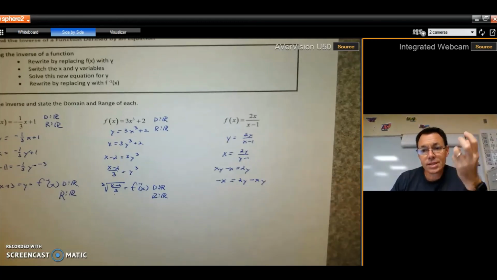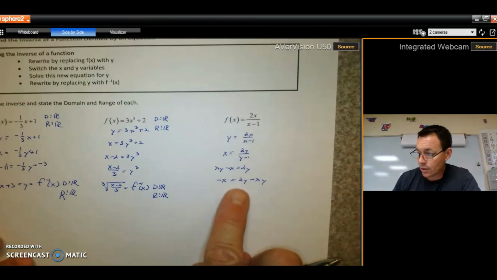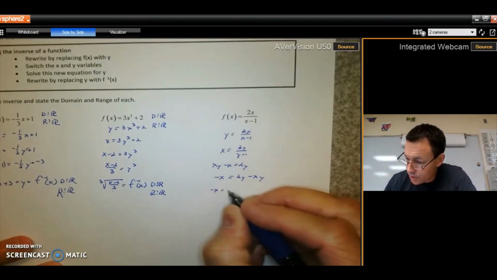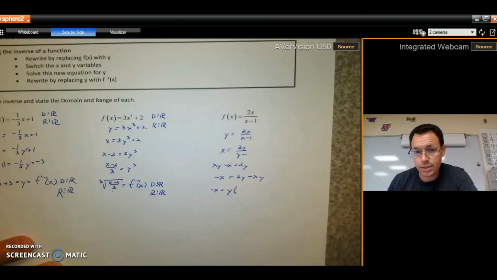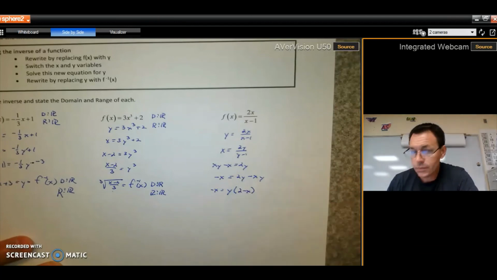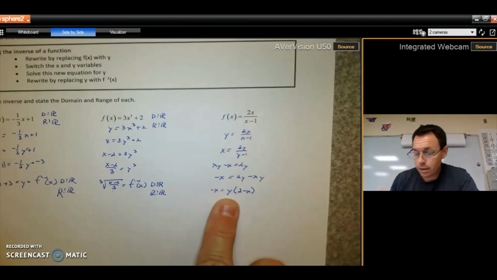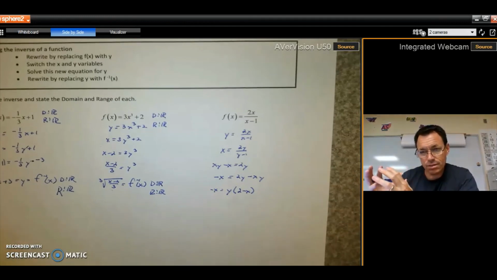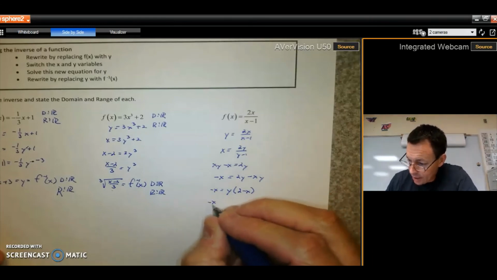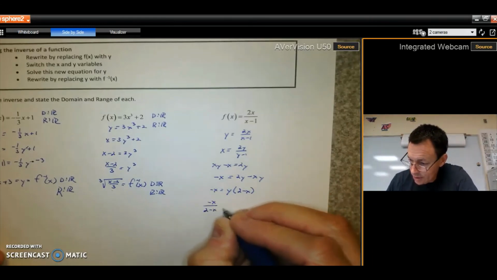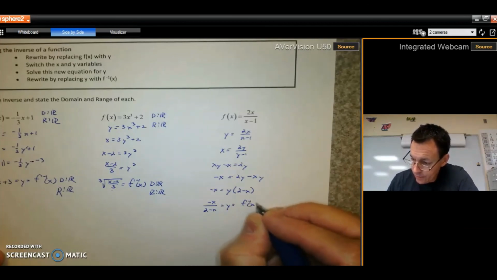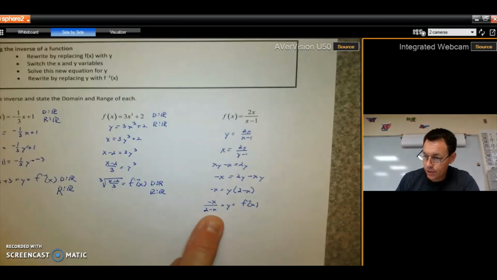And the reason you get the y's together is because now both of these terms have a common y that you can factor out. So negative x equals, factor out the y. It's the greatest common factor. It's going to leave you with 2 minus x. And now our y is multiplying by this expression, this binomial. So we can divide by that whole thing: negative x divided by 2 minus x equals y, which is our inverse function. Okay, so this function is the inverse of that.